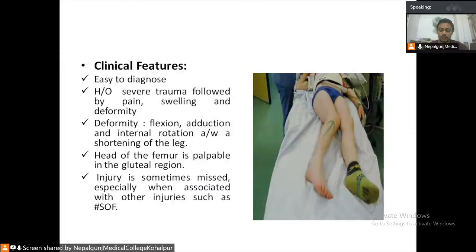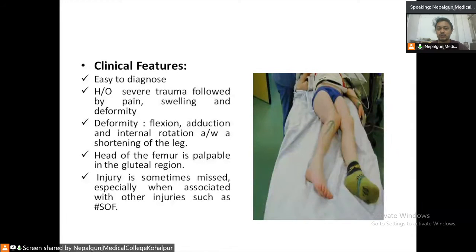So the patient comes to the emergency department, you attend her, what will you see? This is the typical clinical picture you will encounter if you see a patient of posterior hip dislocation lying on an examination couch in the emergency department. So it's very easy to diagnose. There is a history of severe trauma followed by pain, swelling, and deformity. The deformity is very much marked. So you have to know the deformity.